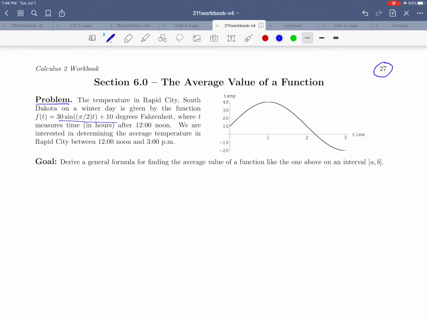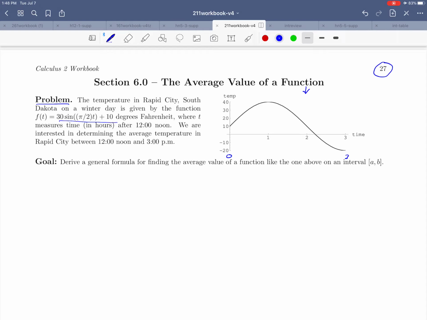If you look at what we're given to start us off here, we've got a graph of the function. They're asking essentially to find the average value of that function between 0 and 3. That's between noon and 3 p.m. on our time scale. How might we do that? Well, if you think about what an average is, it's about taking a bunch of numbers, adding them up and dividing by the number of numbers that you have to get an average.